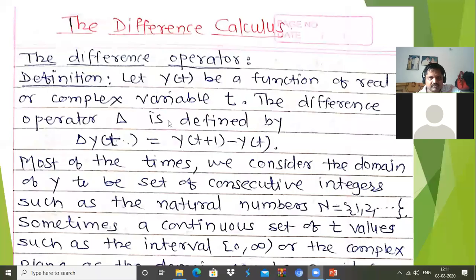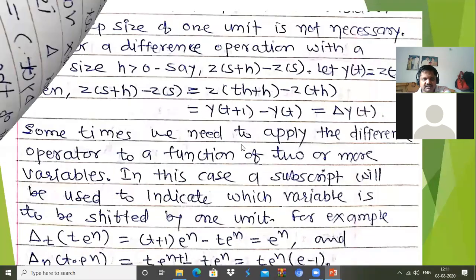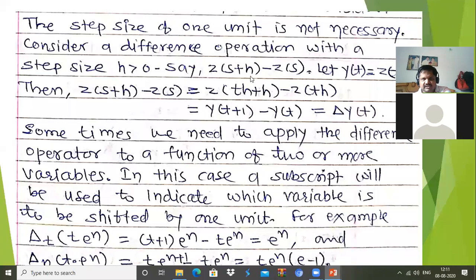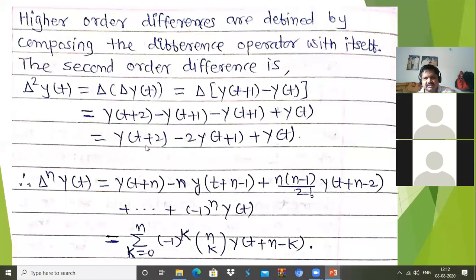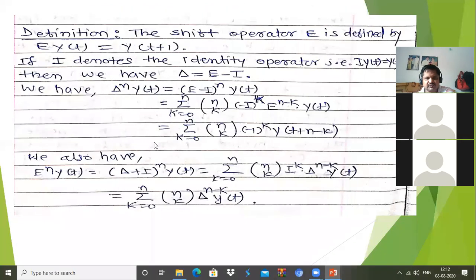Hence, we have seen what is meant by difference operator. This is delta yt, which is yt plus 1 minus yt, just called the difference operator. It is independent of whether we take 1 or any h. That also we have seen, it is independent of 1. Then we can take difference with respect to separate independent variables. Then the second order difference we can find, third order we can find, and nth order also we can find.